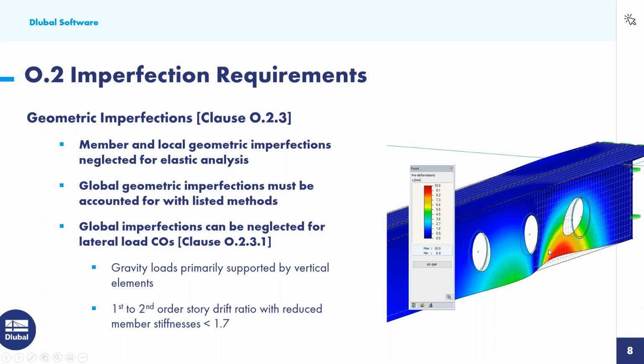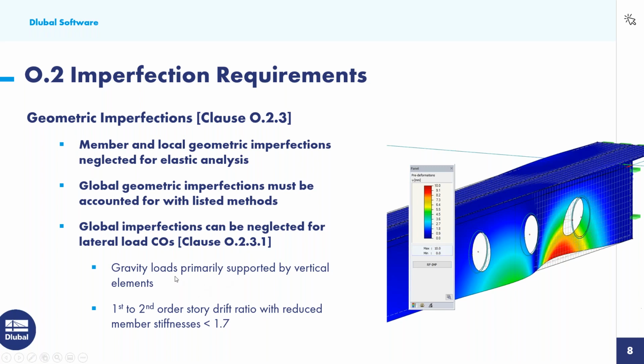pretty time consuming. What we do need to account for, though, is global geometric imperfections. And we have a couple of listed methods here that we can follow. Now, there are scenarios where we can ignore global imperfections, though. And this is for lateral load combinations, if we meet the criteria listed here set forth by clause 23.1.